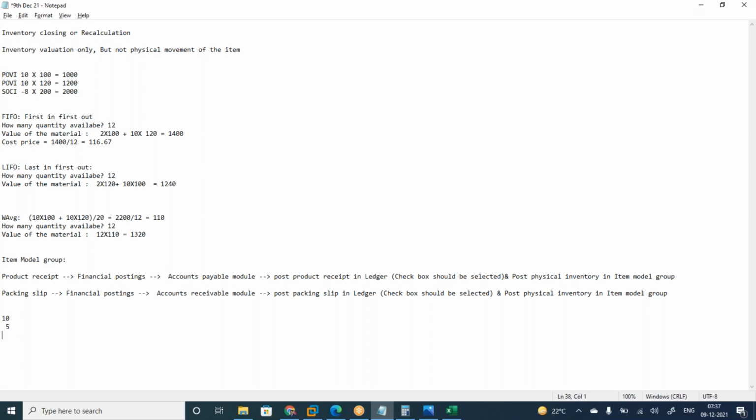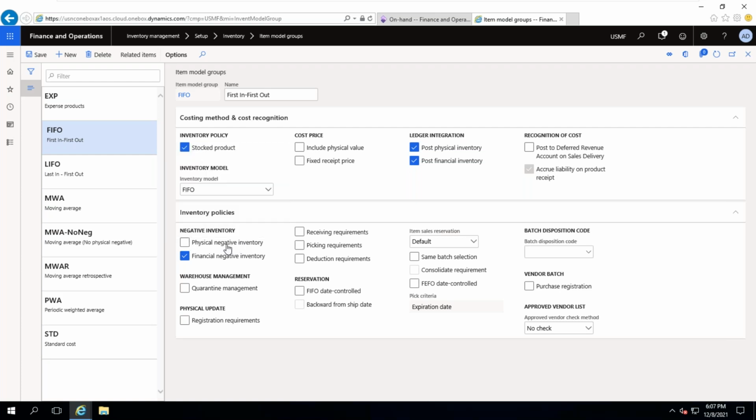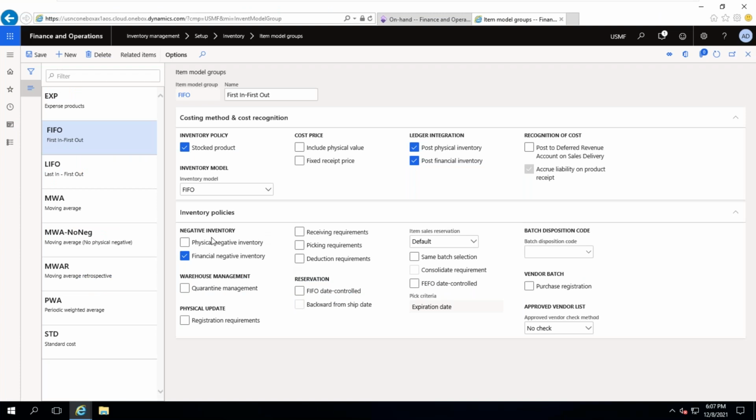Can I sell 16 quantity now? Is it possible? No, that is practically not possible. As a best practice, if you purchase 15, how can you sell 16? So in general, we will not enable this checkbox. I don't want -1 as on-hand inventory. This should not be selected in regular scenarios. In 99.99 percent of scenarios, this checkbox will not be selected.